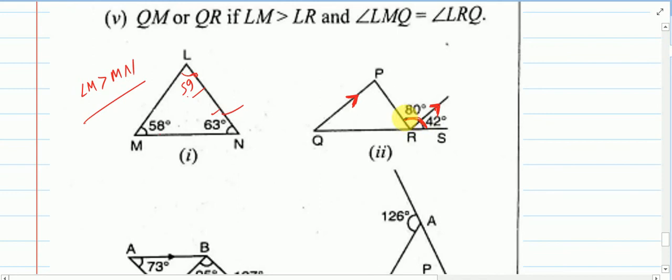Okay, so this total is 112, therefore this has to be 68 degrees. Since PQ is parallel to this, this is 42 degrees, so here also 42 degrees. Now you can see opposite to PQ is 68, and opposite to PR is 42. So which one is bigger? 68. Since 68 is bigger, and opposite to 68 is PQ, PQ will be bigger than PR.